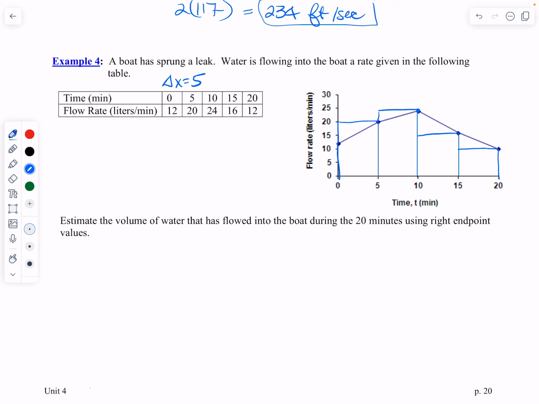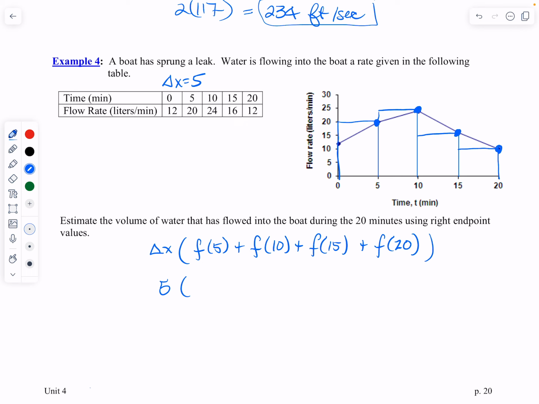So I'm going to take delta x, and then I'm going to multiply that by the function at 5 plus the function at 10 plus the function at 15 plus the function at 20. Again, I'm using these values because I have to use the right endpoints. So I'm just making those bigger. All right, so delta x was 5.